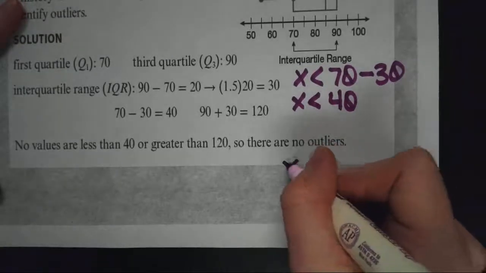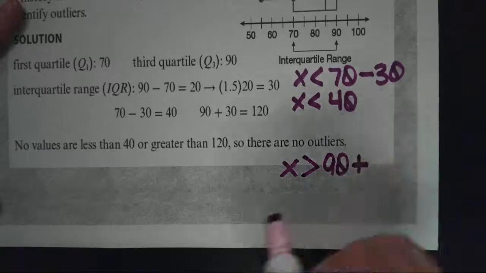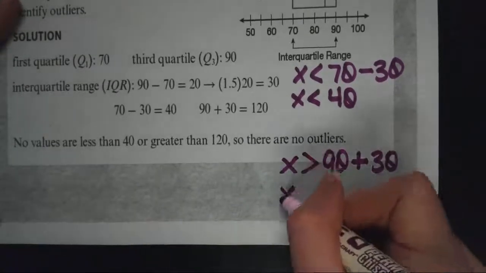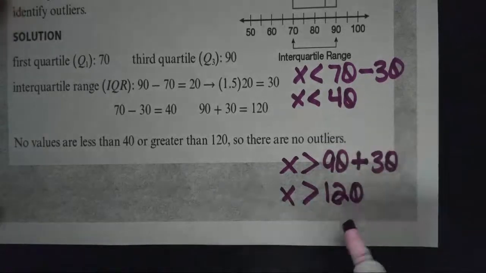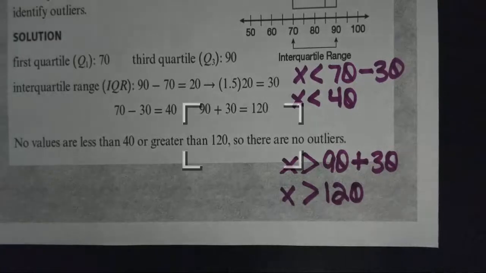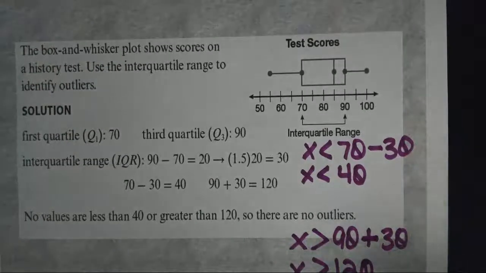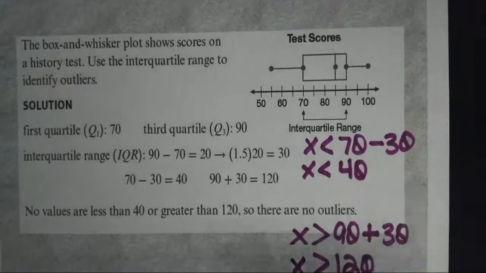On the upper half, we'd have x is greater than the third quartile, 90, plus the 1.5 IQR, so 30 again. And when we simplify that, it gives us 120. So any numbers that are greater than 120 would also be considered outliers in this data set. Now, we'll go more into detail in class about how to actually plot the box and whisker plots, but that's all we're going to do for now.